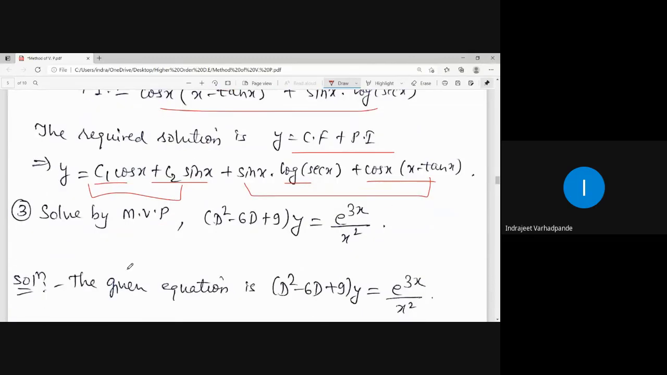Next question. Solve by method of variation of parameters (D square minus 6D plus 9) y is equal to e to the power 3x upon x square. Is there any provision to solve this particular RHS by any of the particular integral methods?